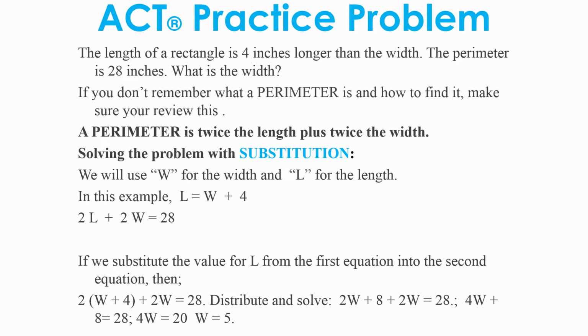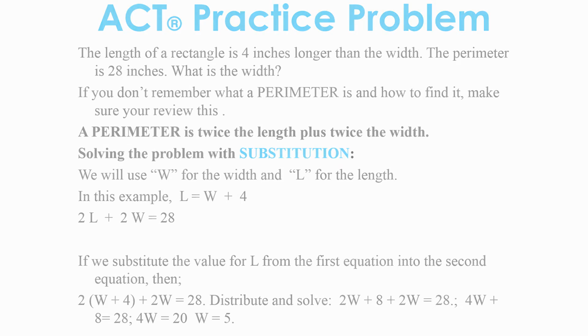So here we have it. 2 times W plus 4, plus 2W equals 28. Distribute and solve. And here's what it looks like. 2W plus 8 plus 2W equals 28. 4W plus 8 equals 28. 4W equals 20. W equals 5.